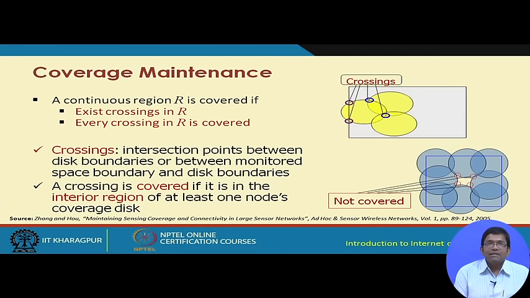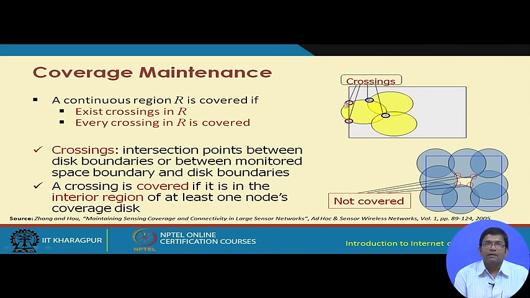So a region like this has to be covered. So in this particular region we have these different sensors. So we have to ensure that each and every point is covered. So how do we do that?